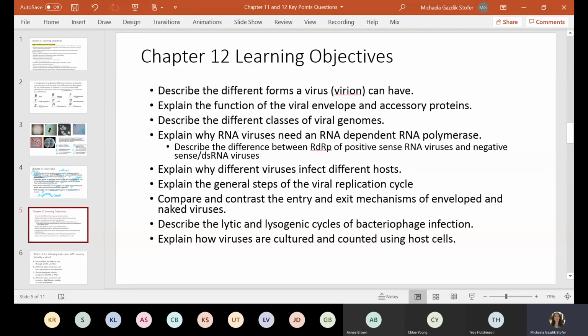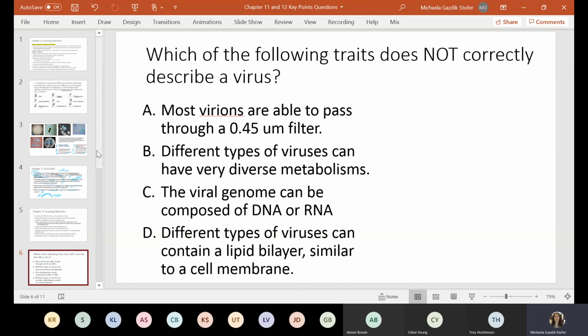What are the steps of replication? And how are the replication steps different for the different classifications of virus? So how is a naked virus different than an enveloped virus when replicating? How is an RNA virus different than a DNA virus when replicating? And so that's kind of connecting the viral structures to the replication. So let's go ahead and look at some questions.